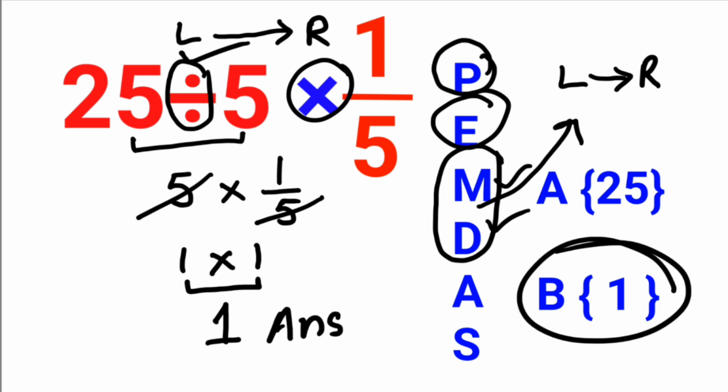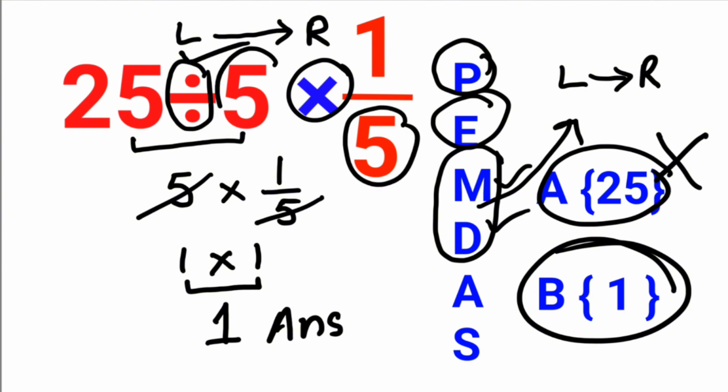So option B is correct, and option E is not correct because 5 and these 5 are not directly canceled according to order of operation. So option B is correct.